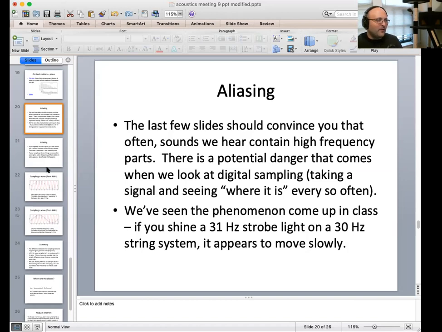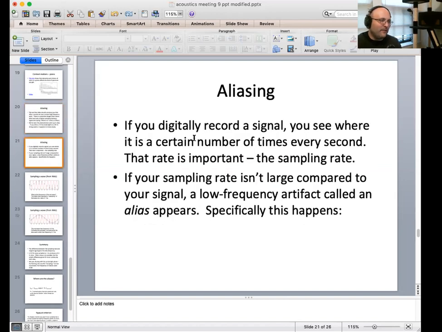Now, many of you, if you've ever mixed audio before, have already taken precautions to prevent aliasing, whether you know it or not. Almost everyone I ask knows that the sampling rate for audio is typically 44.1 kilohertz, and there's a reason that's chosen. If you digitally record a signal, you're seeing where it is a certain number of times every second. That's your sampling rate. And if your sampling rate isn't high enough, you get an alias.